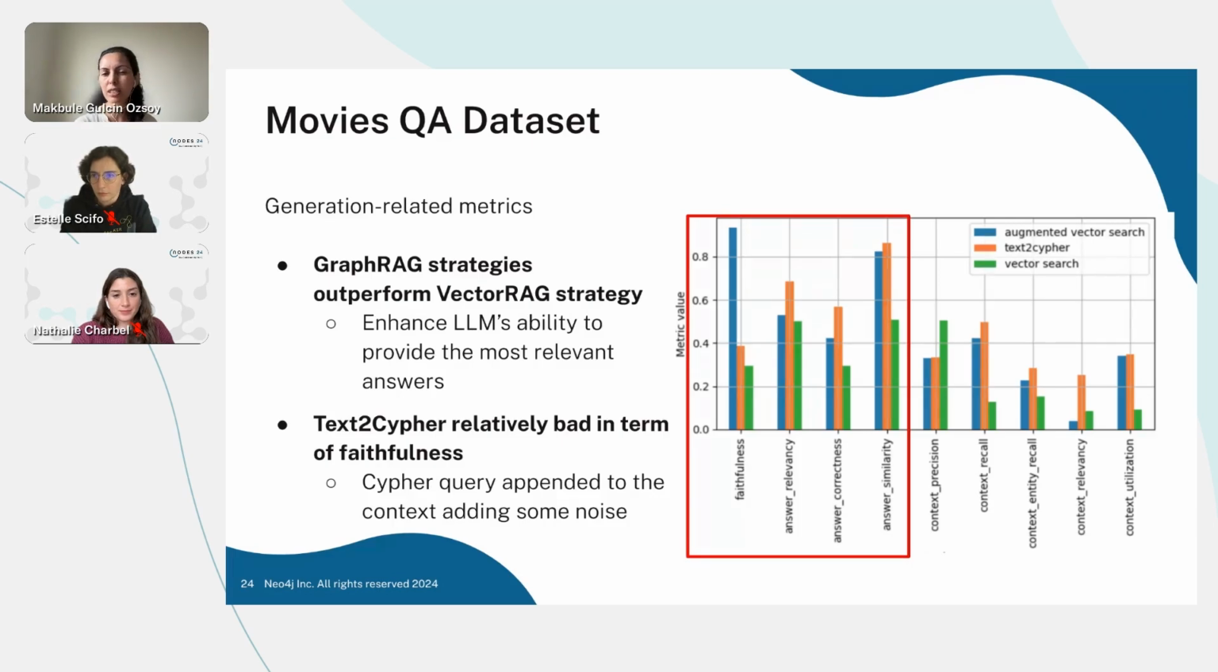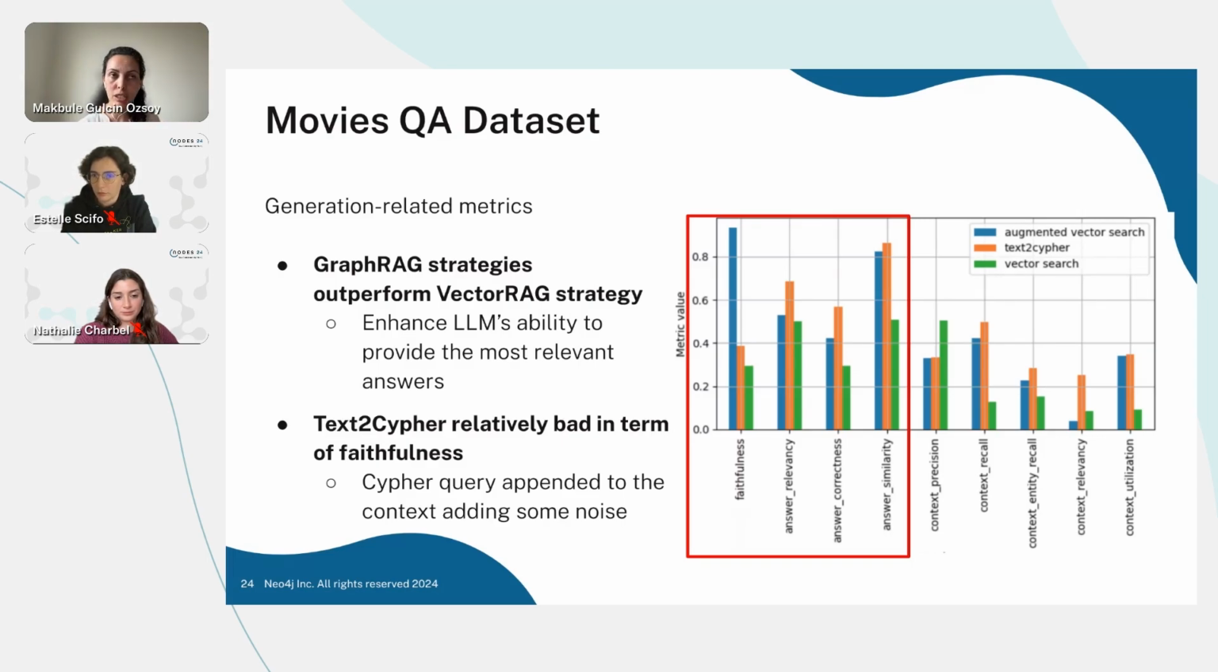Here we see a similar pattern. GraphRAG strategies perform better, and text-to-cipher has relatively slightly better results than augmented vector search. However, there is an exception. As you see, the faithfulness value for augmented vector search is very high compared to the others. And we were wondering why text-to-cipher couldn't achieve that result.